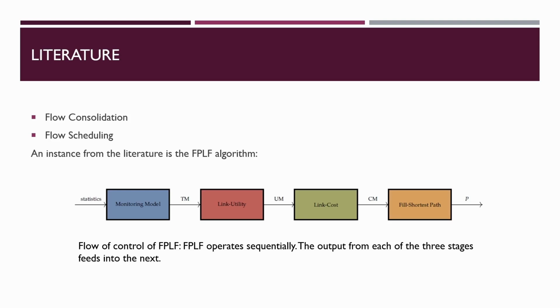Therefore, the contribution of this paper extends our previous work, where we proposed the preferred link first algorithm. This algorithm consists of three components: link utility, link cost, and the shortest path. By combining the monitoring model with these components, we can achieve an energy efficient path as the output of this algorithm.